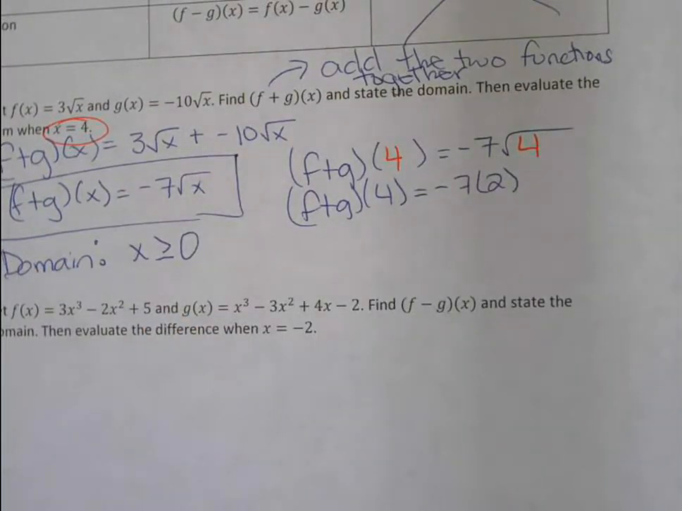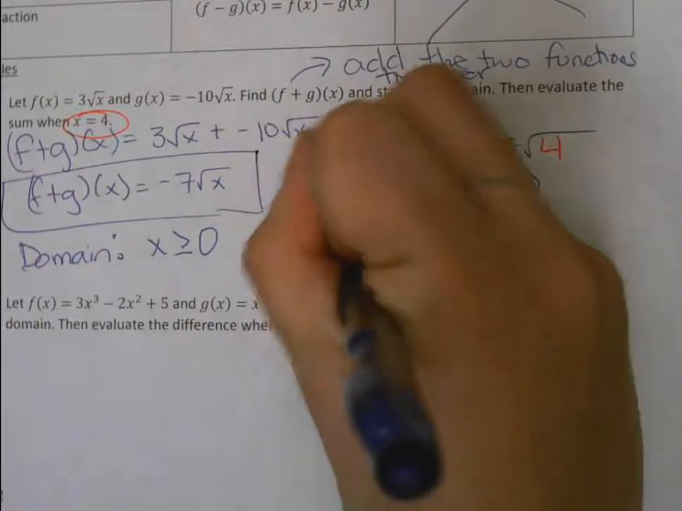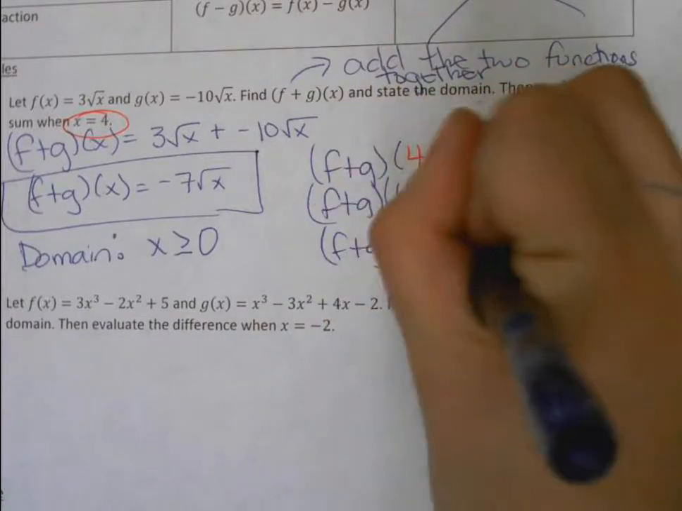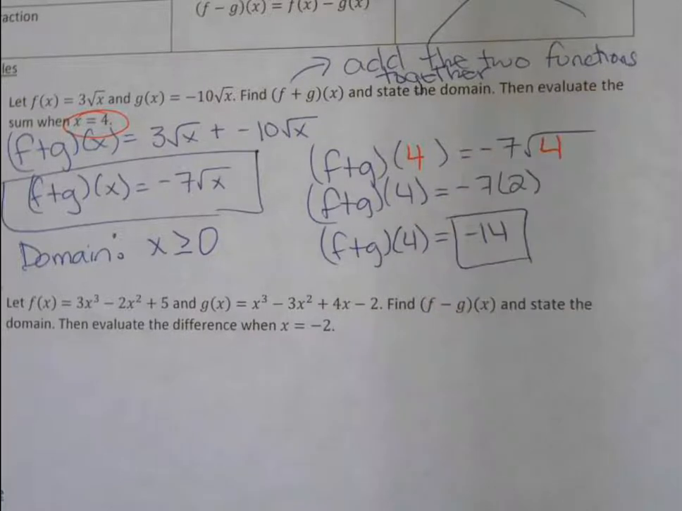And then what do I want to do next? I just multiply them. Negative 14. The square root of 4 is positive 2. Positive 2 times negative 7. Okay, so questions on number 1.